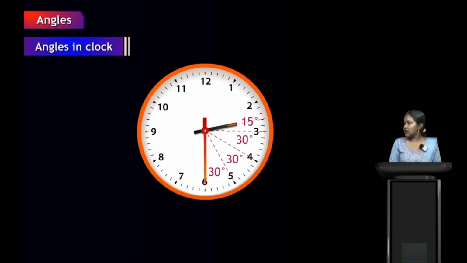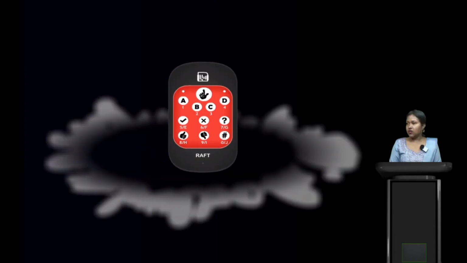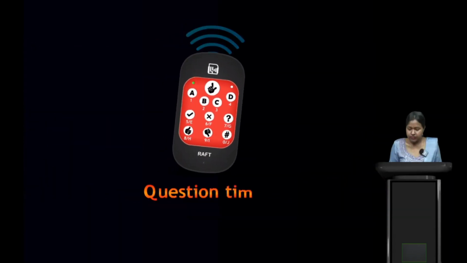Okay, now here you see another one is given. Now can you tell me by observation how many degrees it rotates here? What would be the answer? At first it is showing 15, then 30, 30 and 30. So what would be your answer? If you add all the numbers, it is 105 degrees. Okay, let's see another question.